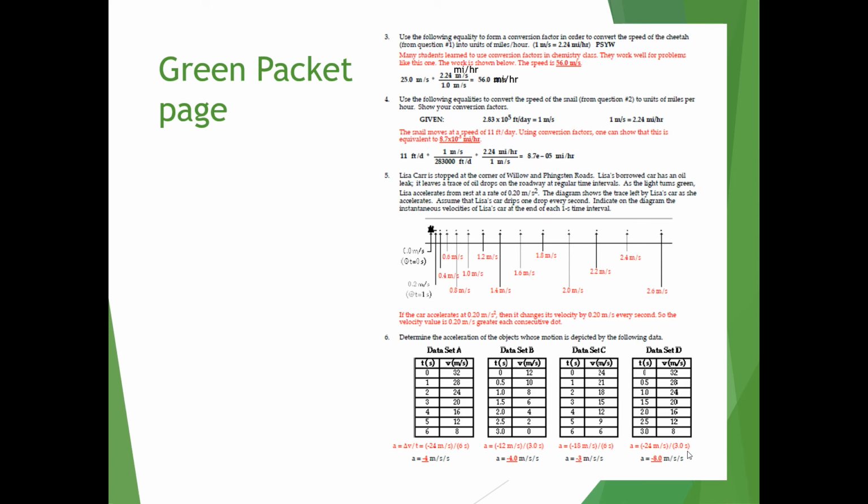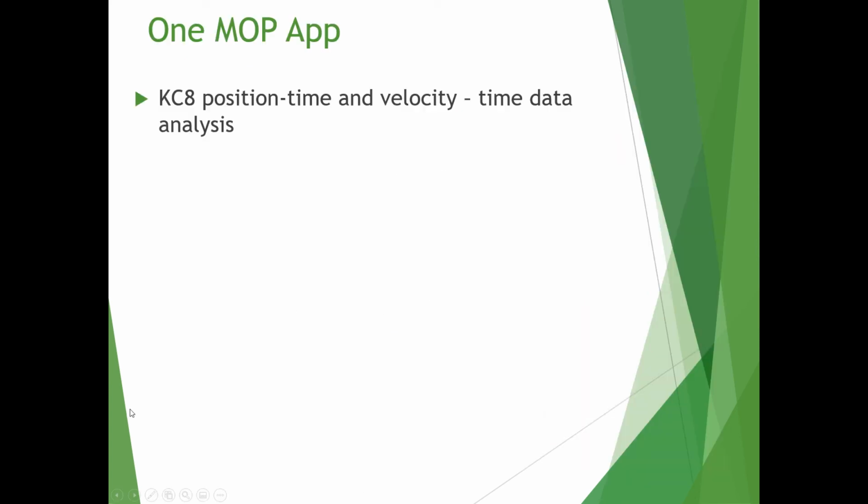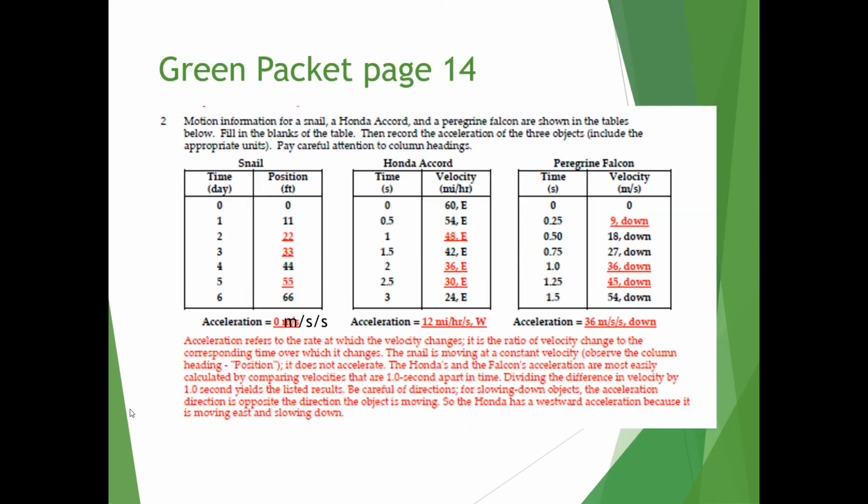So you have one MOP app to work on, which is going to be similar to all of this. Position time and velocity time data analysis, looking at it in the charts. Pay careful attention to the headings because like we saw back here, one of our charts had position and time data and the other one had velocity and time data. And when you're figuring out your acceleration, you don't do it the same way. So pay attention, read carefully so that you get all of the answers correct.